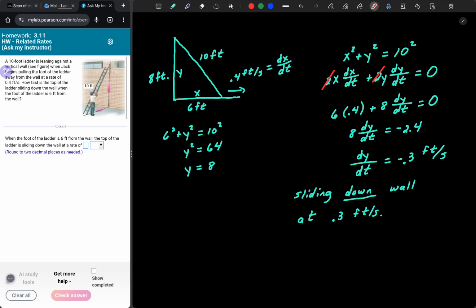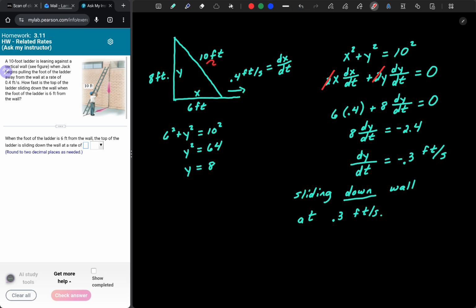Okay, now let's talk about how this is labeled here. Anything that varies in the problem, even if you know its distance at the point of interest, must have a variable. That's why I've labeled the horizontal x, even though the point of interest is when it's 6 feet from the wall. It's not always going to be 6 feet from the wall. Anything that varies must have a variable. So I labeled the horizontal distance x, and at the point of interest, x is 6 feet.